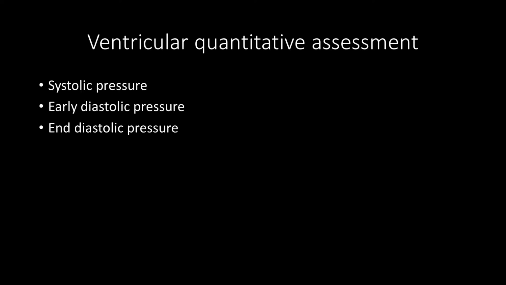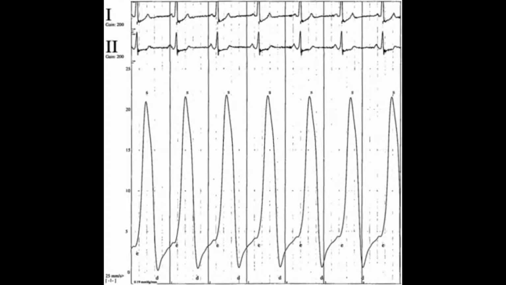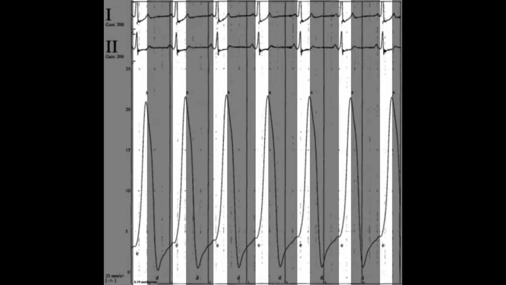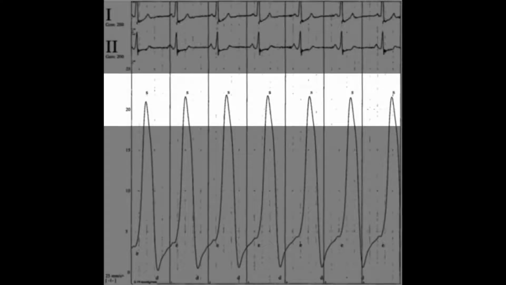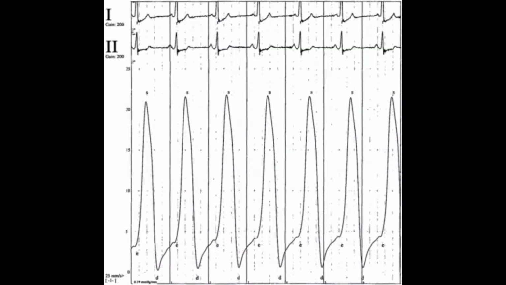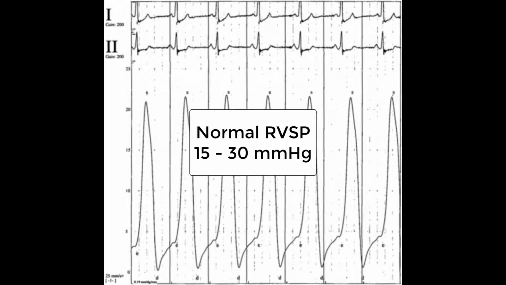diastolic pressure. The systolic pressure represents the maximum pressure value present during ventricular contraction and corresponds to the QRS complex on the electrocardiogram tracing. In this tracing, the systolic pressure is present here with a value of 21 millimeters mercury. Normal right ventricular systolic pressure is between 15 and 30 millimeters mercury.